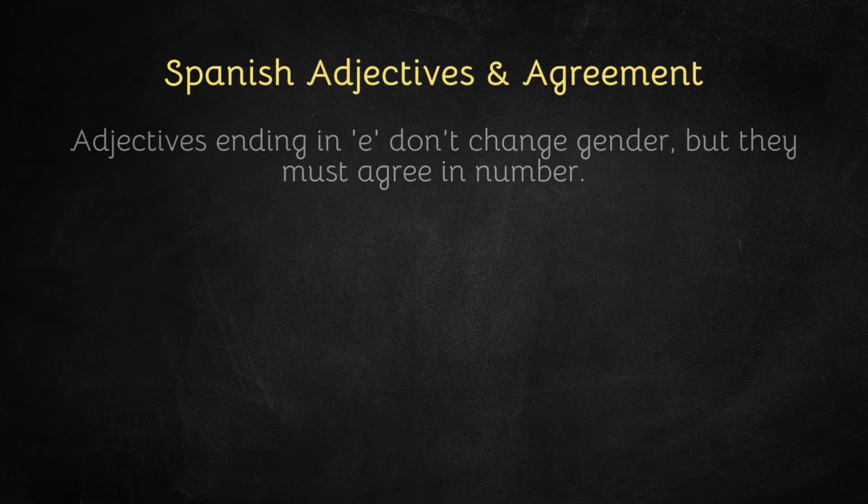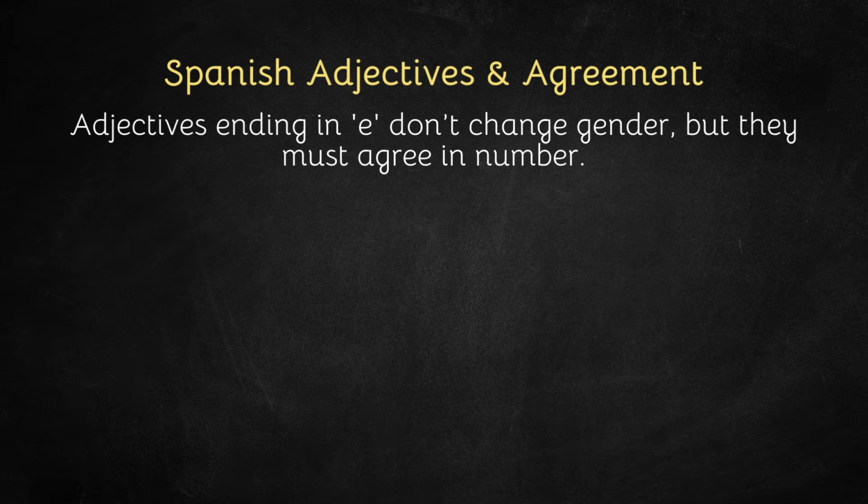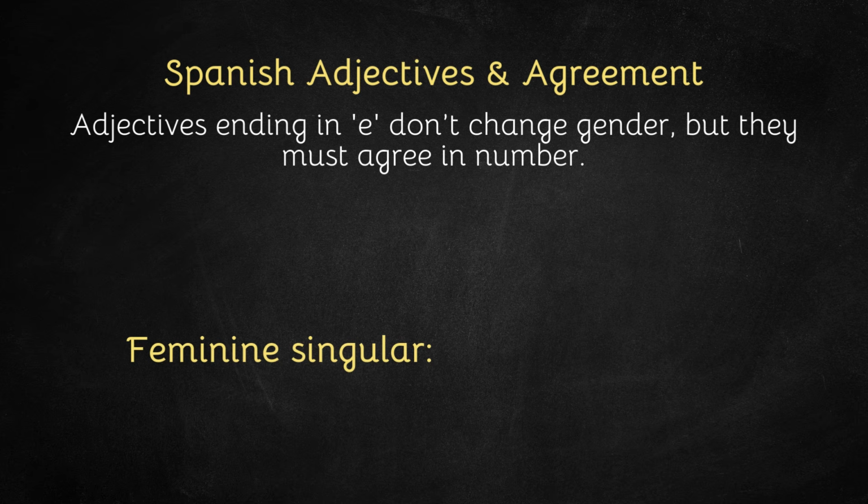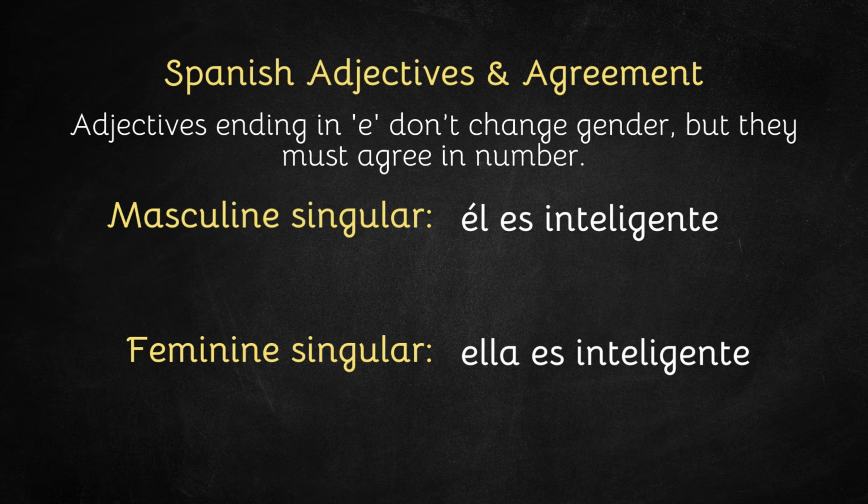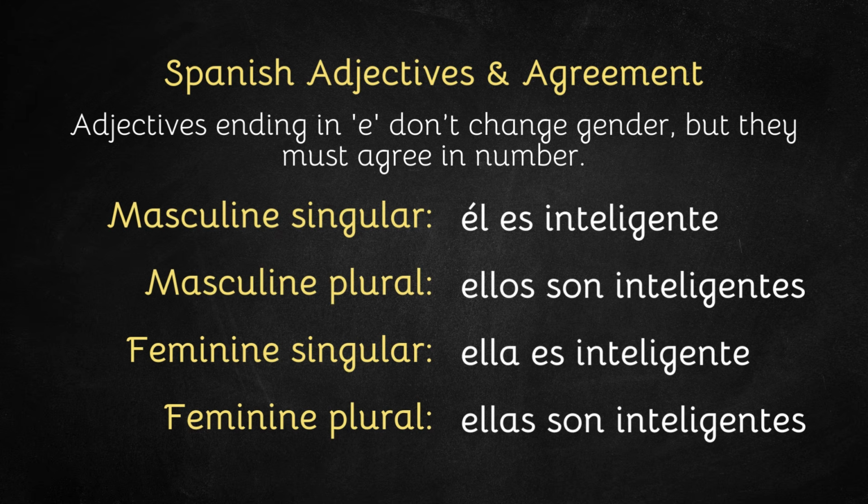There are some adjectives that usually end with the letter E, and they're usually the same for both genders. So you just have to add an S to turn them into plural if we use a plural noun. For example, inteligente, which means intelligent or smart. Ella es inteligente. She is smart. Él es inteligente. He is smart. Ellos son inteligentes. They are smart. So here we add the S at the end to make it plural to match the persons.